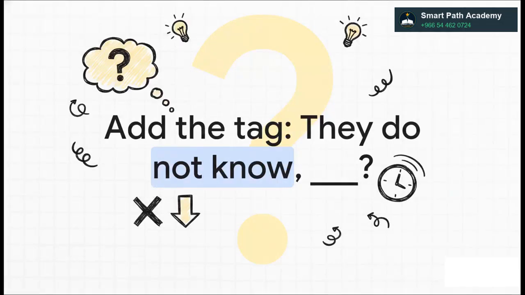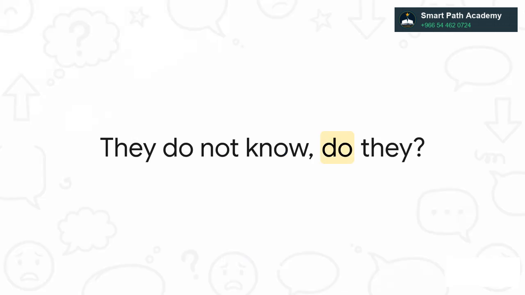They do not know blank. Look closely. This statement is negative. Think about your golden rule. 3 seconds on the clock, starting now. And the answer is, they do not know, do they? Because our main sentence is negative, we absolutely need a positive tag. So we drop the not, use the positive helper do, and match the pronoun they.